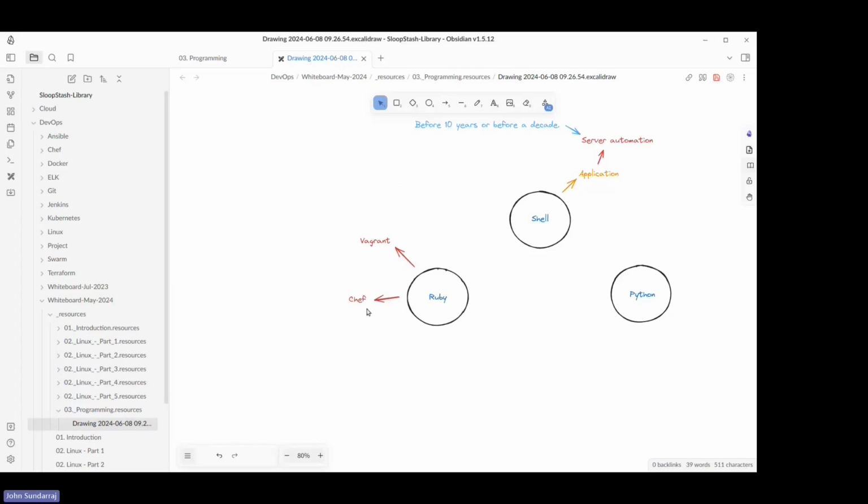If you see Chef, Vagrant, these kinds of tools, they were all there 13 years back. Still, these tools are more than 10 years old. So that's where you can see Ruby is a very important player.